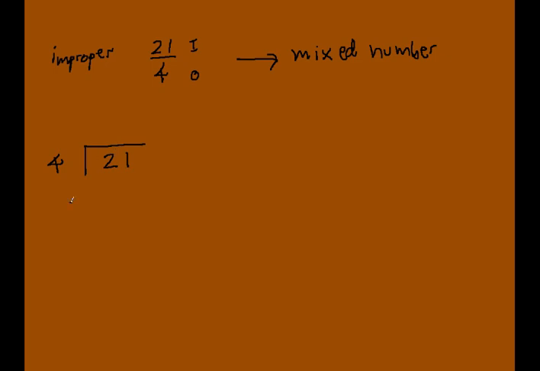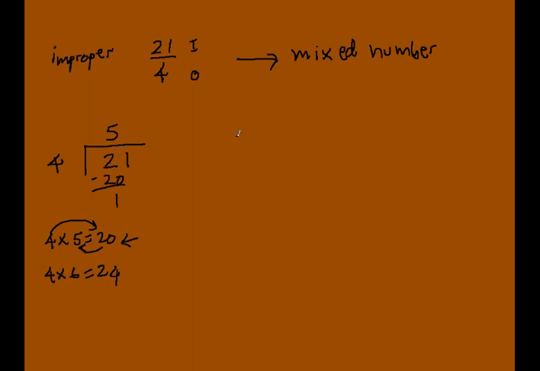And you divide it. So again, remember your times table. 4 times 5 is 20 and 4 times 6 is 24. So how many times does 4 go into 21? Again, you pick the closest one to 21 here. And 4 will go into 21 5 times. Now 5 times 4 is 20. 21 take away 20, you have 1 as a remainder.